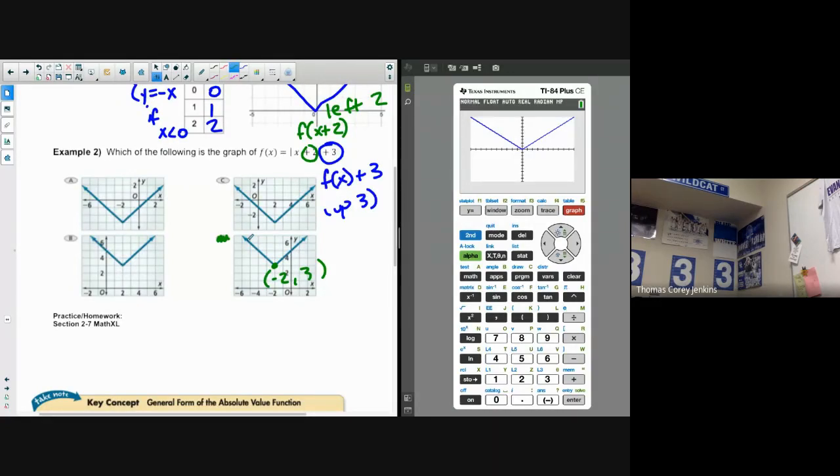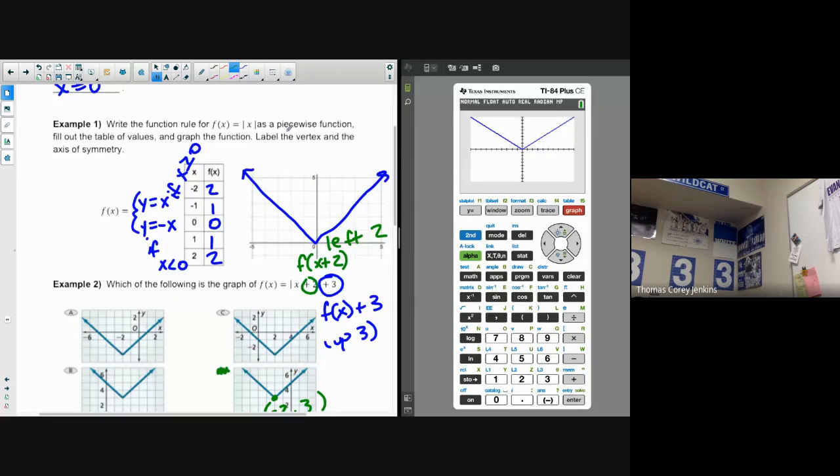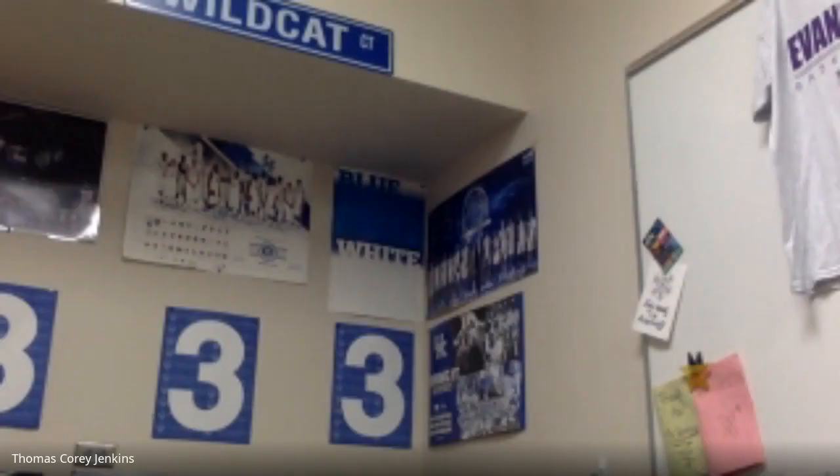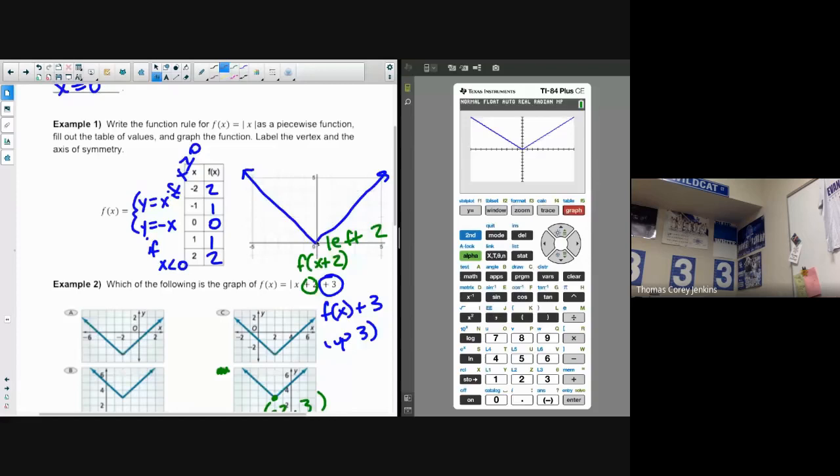And so I'm realizing that I forgot to do a small part of example 1, so pardon me for that. It said label the vertex on the axis of symmetry, so that's the part I forgot. So let's do that. There's your vertex right there, 0, 0. And the axis of symmetry is here. The line that kind of cuts our graph in half. And that is x equals 0.